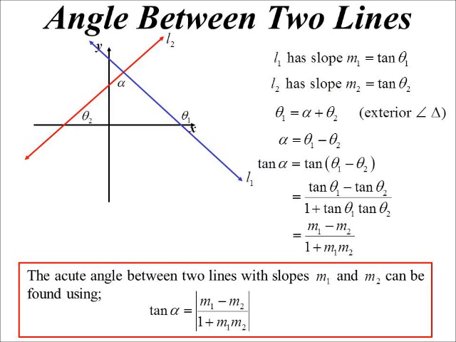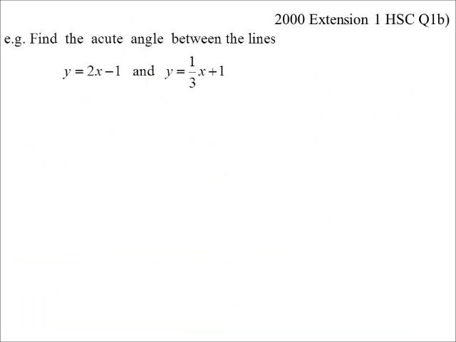So let's find the one from 2000. We've got to find the slope of both of these, so I can use the formula. And the slope of the first one, of course, is 2. Slope of the second one is a third. It's simply a matter of substitution. Absolute value, 2 minus a third.